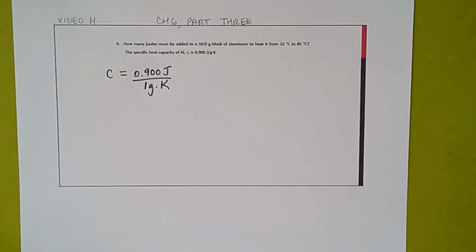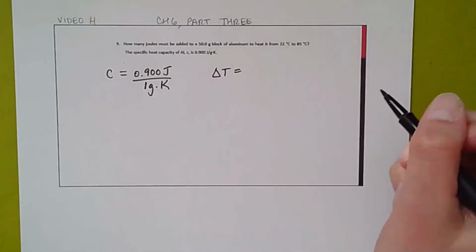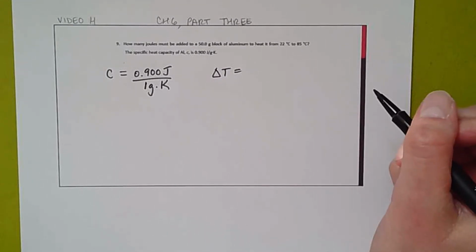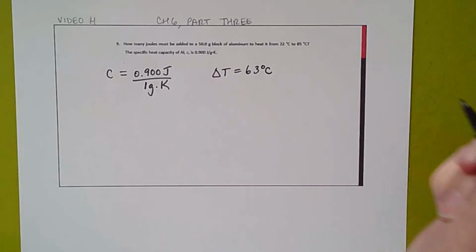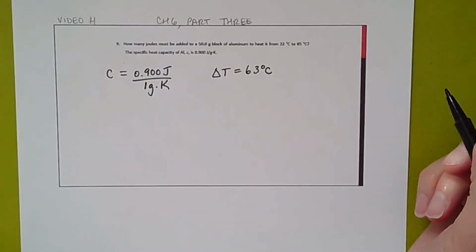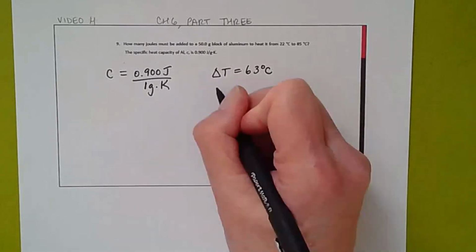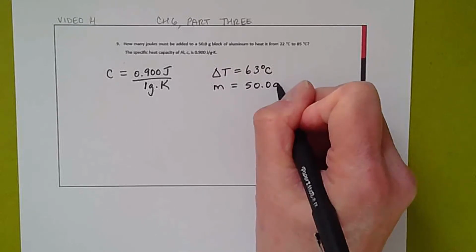Okay, we know delta T here is going to be 85 minus 22, so that's going to be 63 degrees Celsius, and that will be two significant figures. So if that had turned out to be 60 degrees Celsius, we would have needed to somehow show that the zero is significant. Okay, and then we know the mass is 50.0 grams.